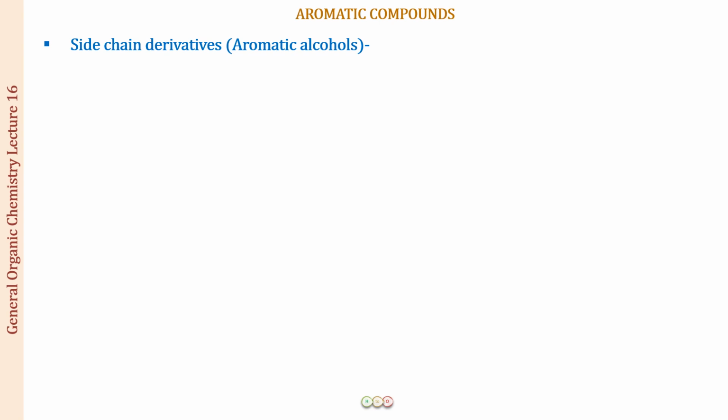So next we move on to the side chain derivatives, which we refer to as the aromatic alcohols. If you look at this structure, this is a benzene ring to which we have a CH3. From the CH3 we have removed one hydrogen, so we have a CH2OH. So the parent compound is going to be methanol, CH3OH, from which we have now removed one hydrogen and replaced it by the phenyl group. So this is a substituted methanol which we have as phenyl methanol.